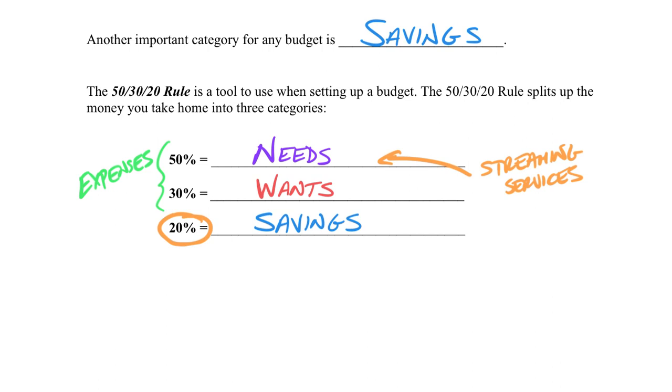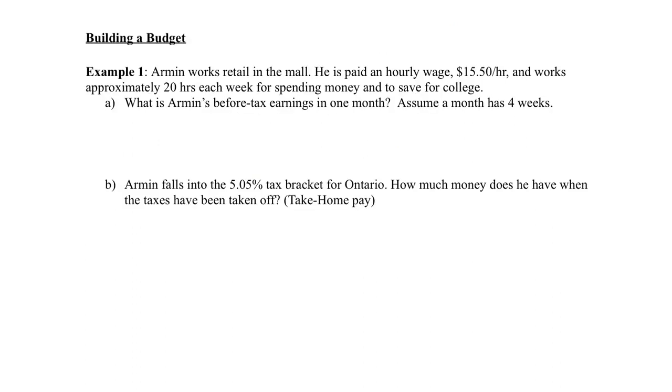Okay, we're going to talk a little bit about the 50-30-20 rule, and we're going to see it in practice. So what I want to do now is actually build a budget. I want you to take a look at example 1. Armin works retail in the mall. He's paid an hourly wage of $15.50 per hour, and he works approximately 20 hours each week. What's he working for? For spending money and to save for post-secondary.